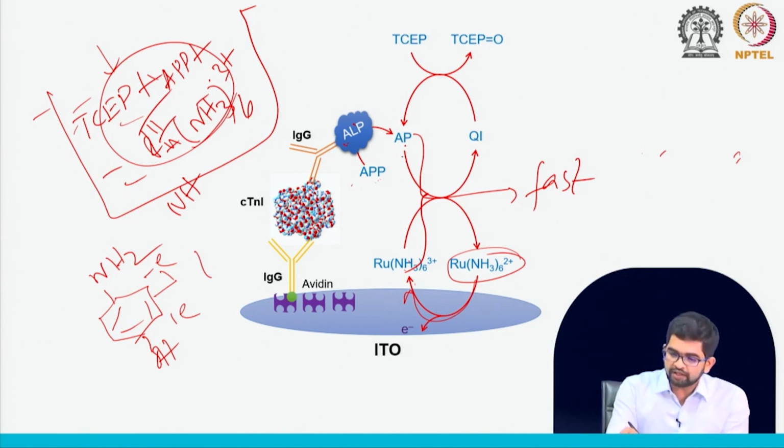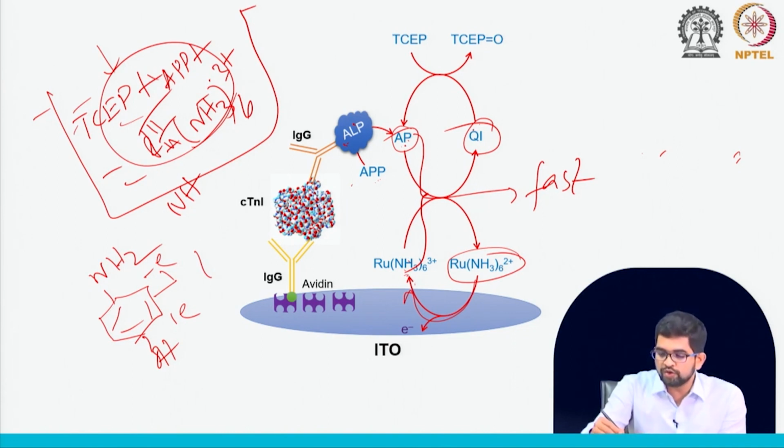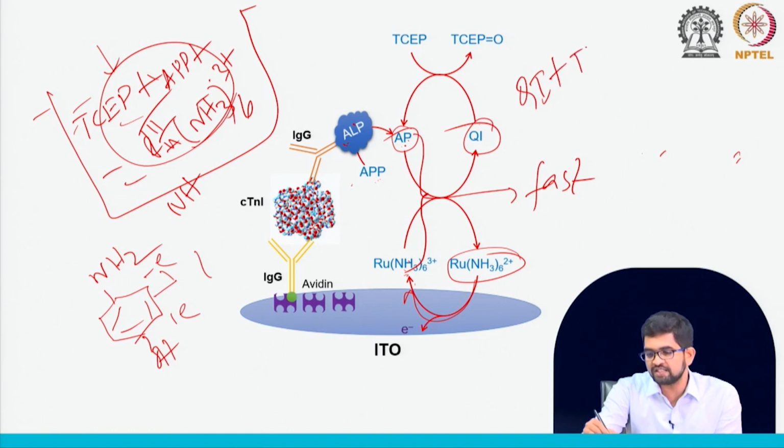And when AP reacts with ruthenium hexamine 3+, it forms the oxidized species quinonimine. So, this quinonimine should be reduced to aminophenol immediately. Why? Because then again aminophenol can react with ruthenium hexamine 3+, so that this cycle will be very fast. So, quinonimine plus T-shape, this reaction should be very fast.